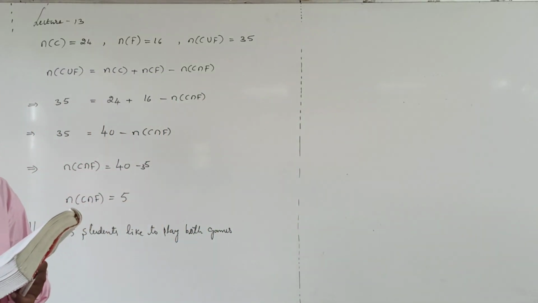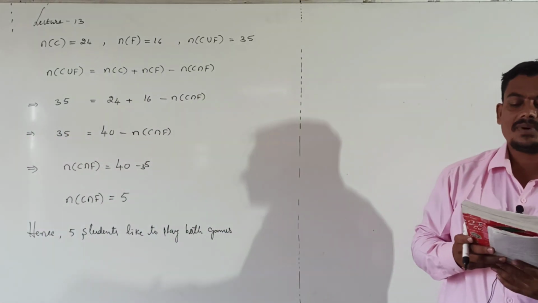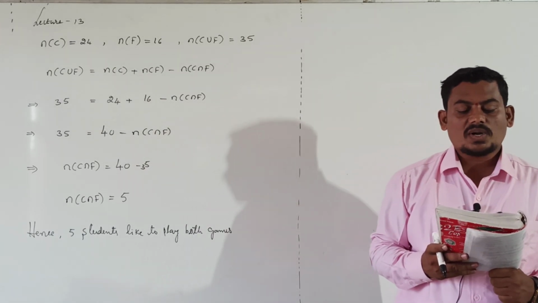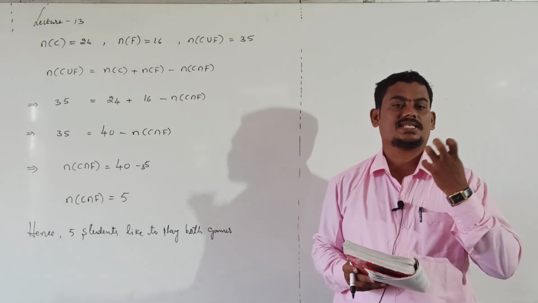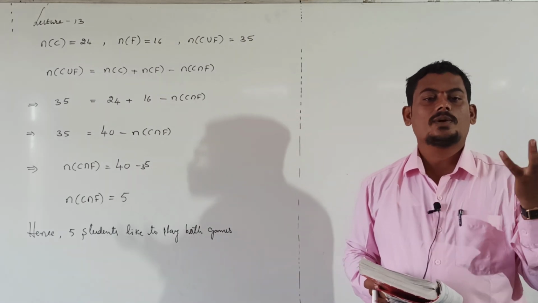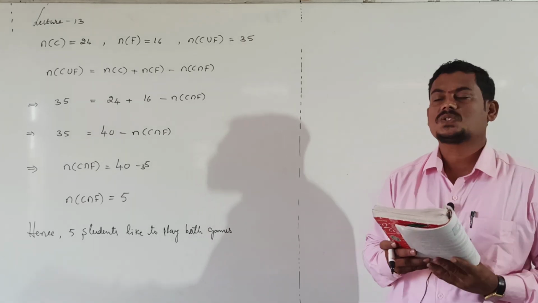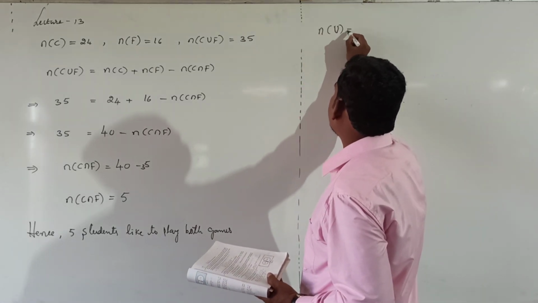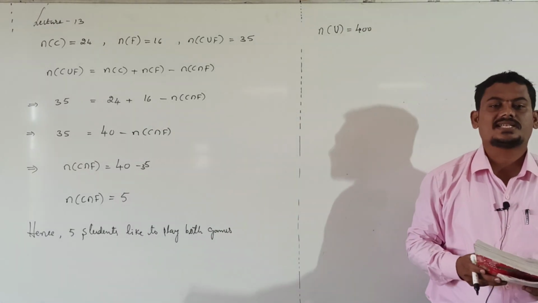Next problem, that is example 26 on page number 23. In a survey of 400 students in a school. If the word survey is given, then take it as the universal set. In a survey, in a bulk, in a group, means it is the universal set. n(U) is equal to 400.